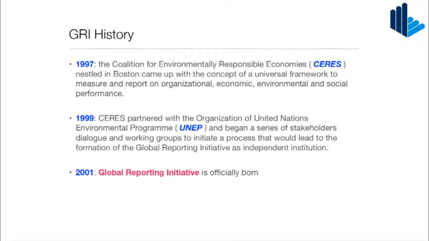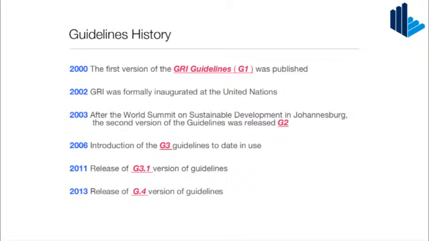In 1999, a partnership was created between CERES and the United Nations Environment Programme that basically started involving different stakeholders for creating a multi-stakeholder organization to drive the development of a framework for sustainability. Basically, the official creation of the Global Reporting Initiative happens in 2001, so more than 10 years ago.